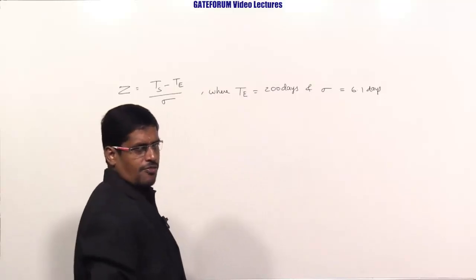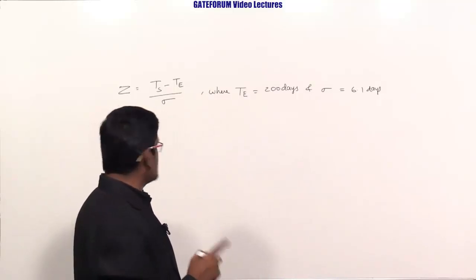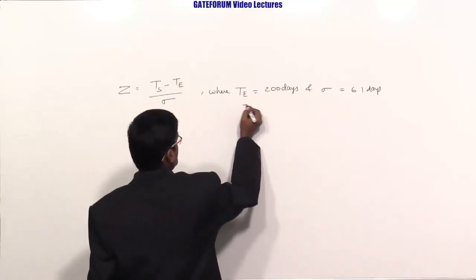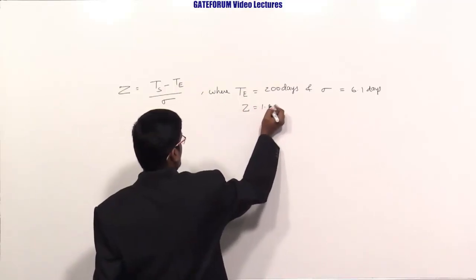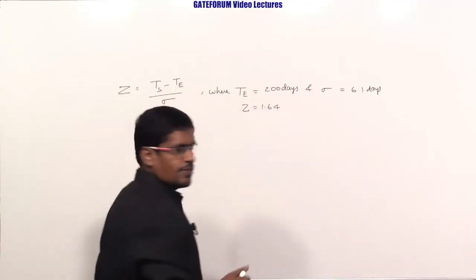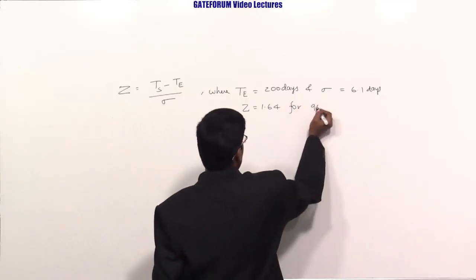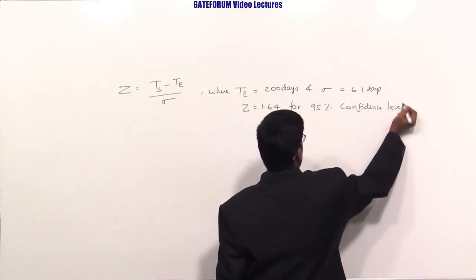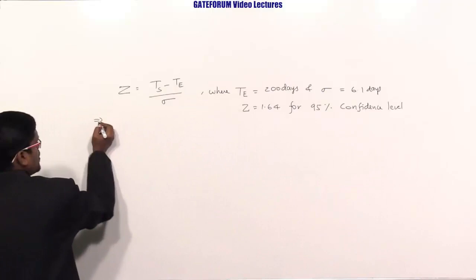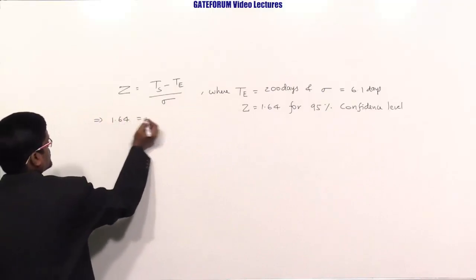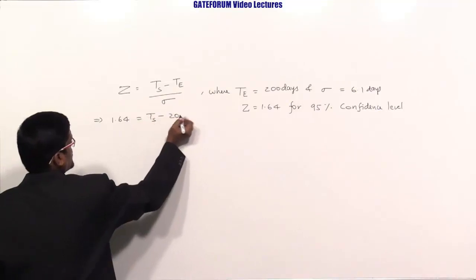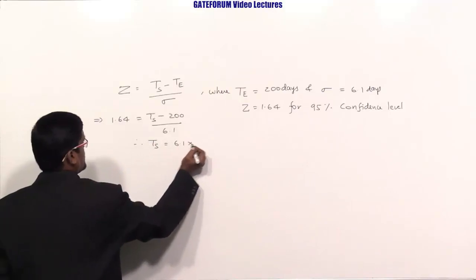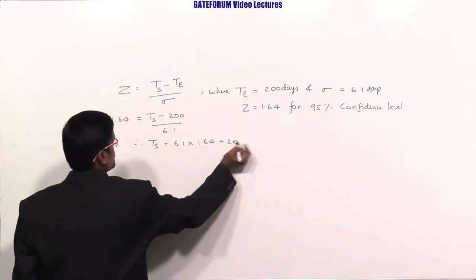Now for the 95% confidence level, that Z value is also given: Z is equal to 1.64 for the 95% confidence level. So this simplifies to 1.64 is equal to (TS minus TE, that is 200) divided by 6.1. Therefore, TS is equal to 6.1 into 1.64 plus 200.